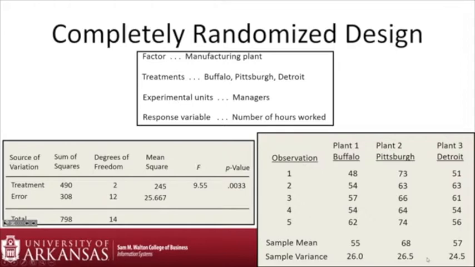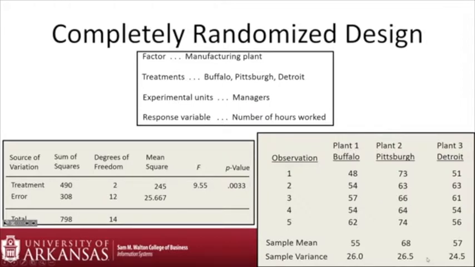Alright, so we know that at least 2 of the means for how many hours they work at the different plants are different. So just by looking at these 3 numbers, which 2 do we know have to be different? Pittsburgh is the only one that's going to be out there. Okay, so Pittsburgh is out there. So Pittsburgh, it has to be different from which one? Buffalo. It has to be different from Buffalo.